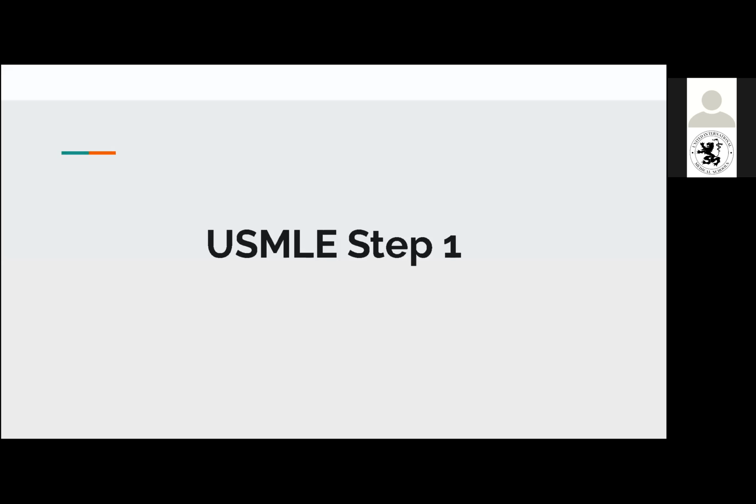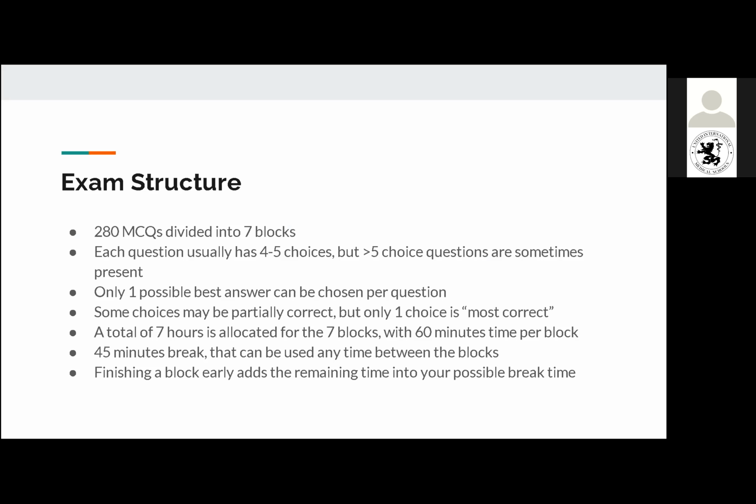Okay, so now I'm going to start by talking about USMLE Step 1 in a bit more detail. The USMLE Step 1 is the first exam that you have to do. It is a 7-hour exam, made of 280 multiple choice questions. Each question usually has 4 or 5 choices, but it's possible to have more than 5 choices. But there's only one possible best answer per question.